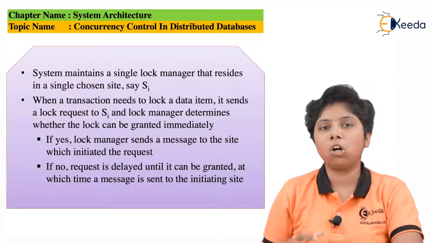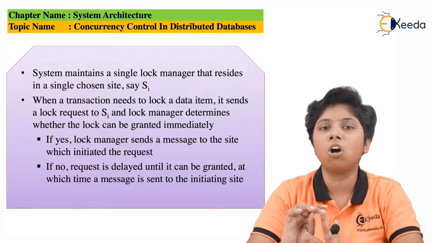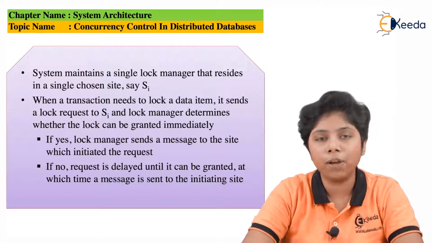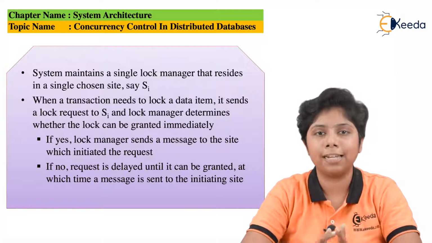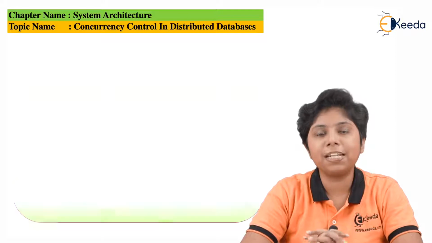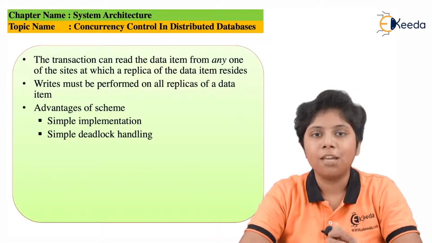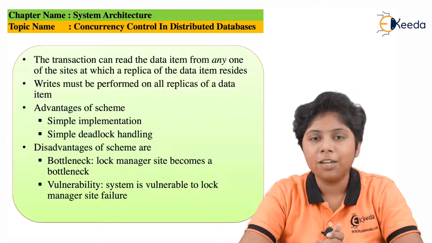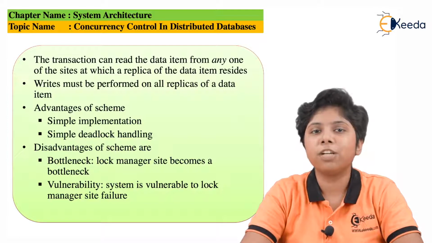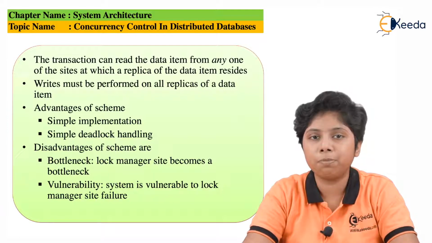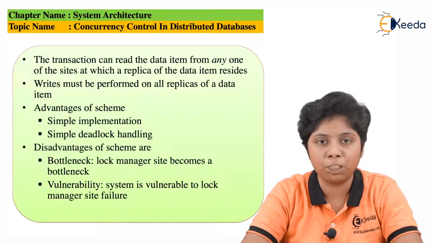Now if it is not granting the lock, there are two cases: it rejects the lock, or the lock manager requests the site to wait for the particular lock to be acquired, which is now held by another site. This type of single site locking mechanism provides two simple advantages. First is simple implementation, because only one site has all the responsibilities, so there is no need to connect to different sites to get permission for the locks.